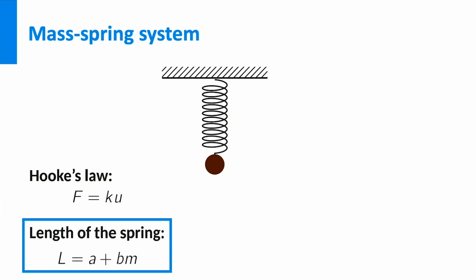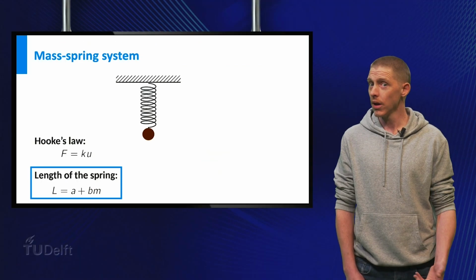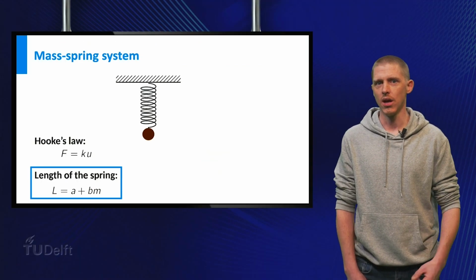Using Hooke's law, you can show that the length L of the spring with the block attached to it satisfies the rule L is equal to A plus B times M in equilibrium. Here A and B are both positive constants and M is the mass attached to the spring. How can you find the value of the constants A and B?